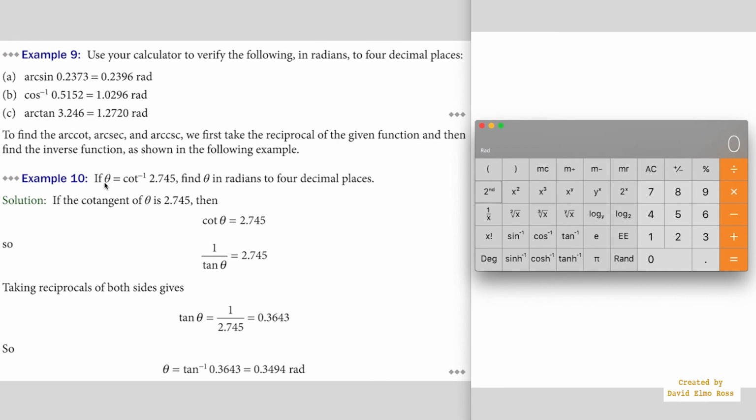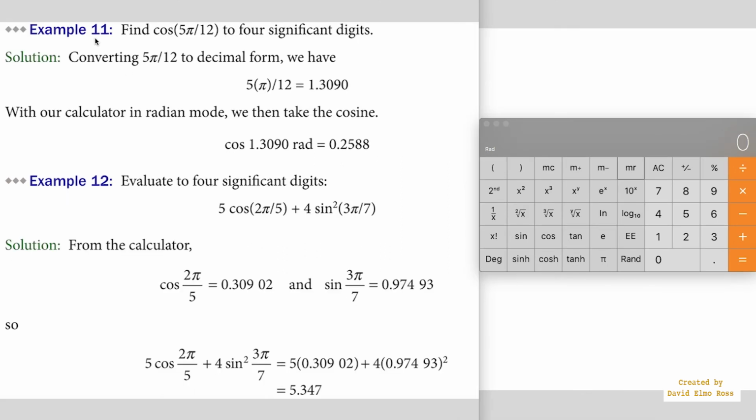Let's take a look at this question here. It says if theta is equal to the cotangent of 2.745, find theta in radians. Now if this is the cotangent, the tangent is going to be the reciprocal of this. So let's put in 2.745, and let's do the reciprocal of that and do the tangent of that, and we're going to get our answer of 0.3494. Let's look at example 11.